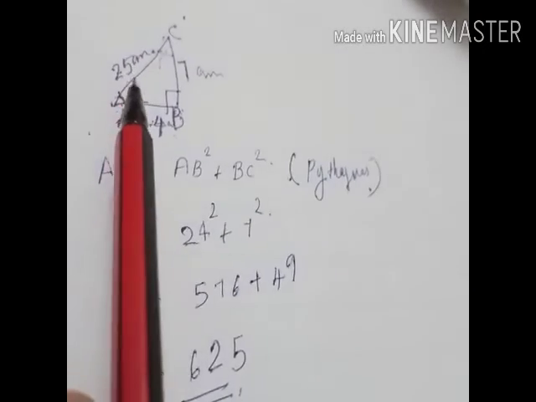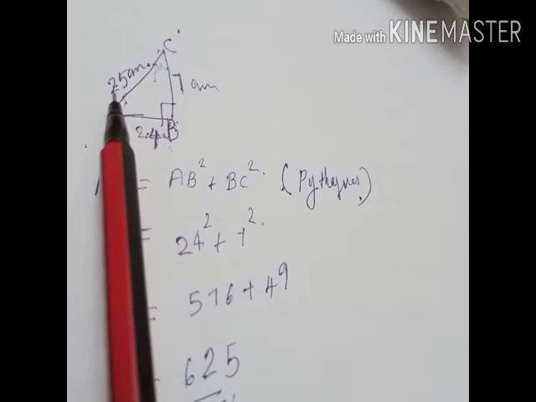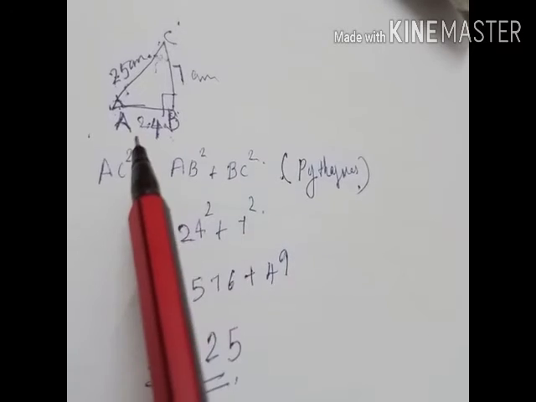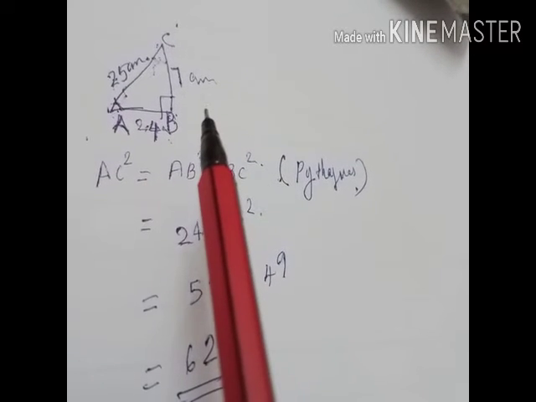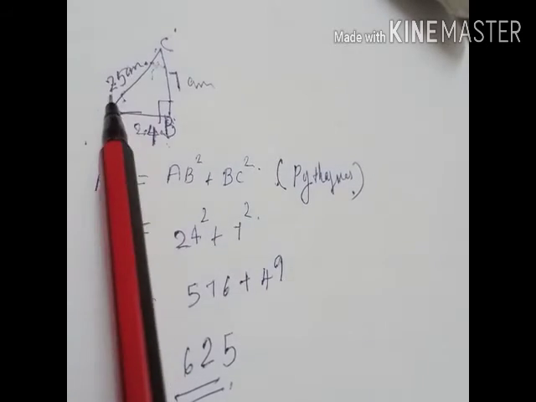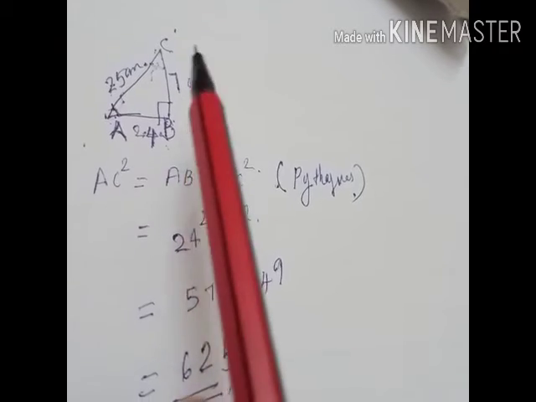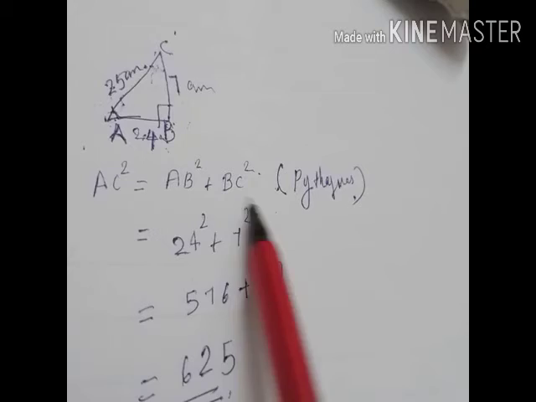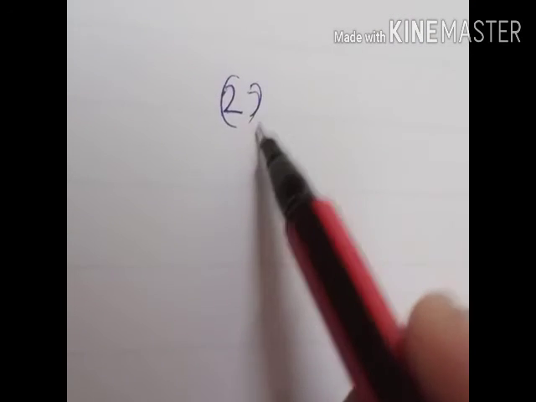So anyway, first we should find the third side. Here only two sides are given, so we should find the third side, because we have to find sin and cos. For sin and cos, we have to get the value of hypotenuse. But here in the question, hypotenuse is not given. So first we should find the hypotenuse by the Pythagoras property. Clear?